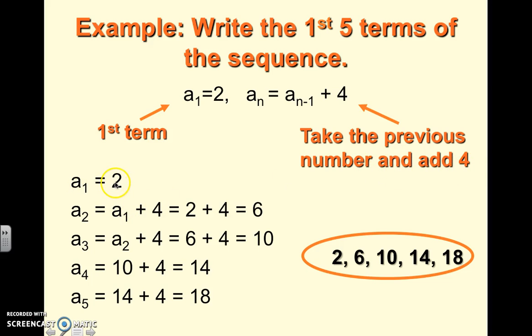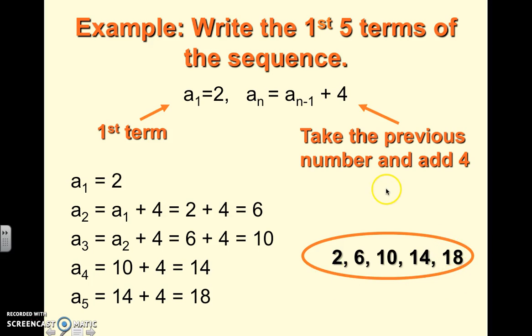Okay, so a sub 1 is 2. a sub 2 is the previous term a sub 1 plus 4. Okay, the previous term was 2, so we do 2 plus 4 to get 6. a sub 3 is the previous term a sub 2 plus 4. The previous answer was 6, so we do 6 plus 4 to get 10. And so on and so forth. We're just taking the previous answer and adding 4. So a sub 4 is the previous answer of 10 plus 4, and a sub 5 is the previous answer of 14 plus 4. And so our sequence is 2, 6, 10, 14, 18. You can see we're adding 4 along the way.